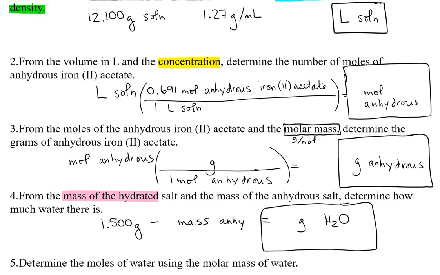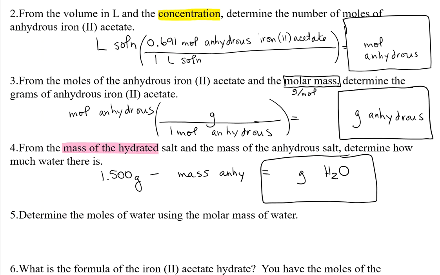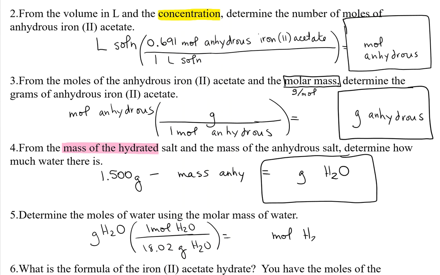Now we're going to convert grams to moles using the molar mass. Grams of water from above. There's 18.02 grams of water in every 1 mole. You guys will have that memorized at some point in time. That'll give you the moles of the water.